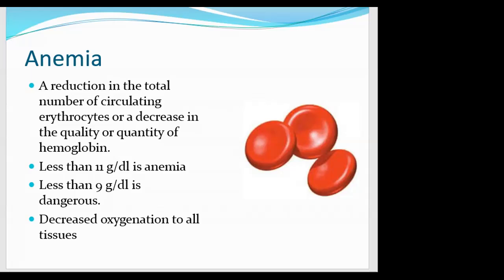So you can see here we have less than 11, or less than 9 is super dangerous. But anytime you have a decrease in the amount of circulating red blood cells, you are anemic, and this causes decreased oxygenation to all of your tissues.